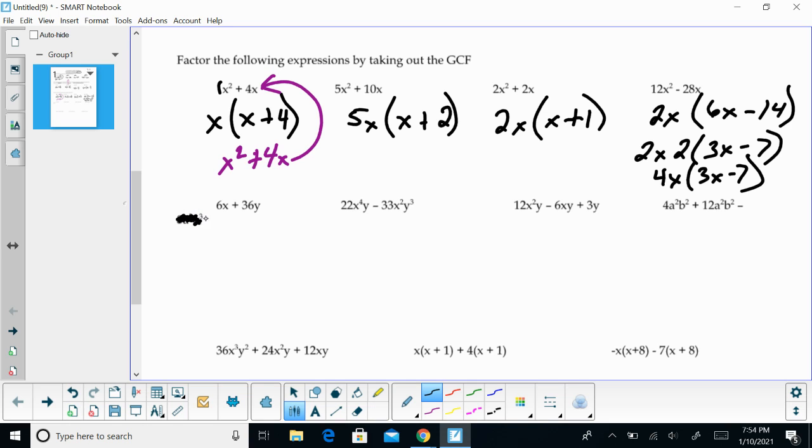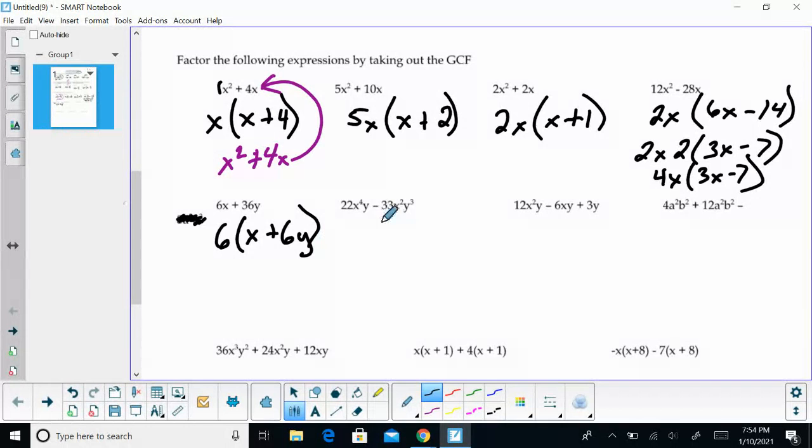Okay, we have a couple more. What's my greatest common factor here? A 6. 6 times what gets me 6x? An x. 6 times what gets me 36? A 6. And then I'm going to have a y tacked on at the end.